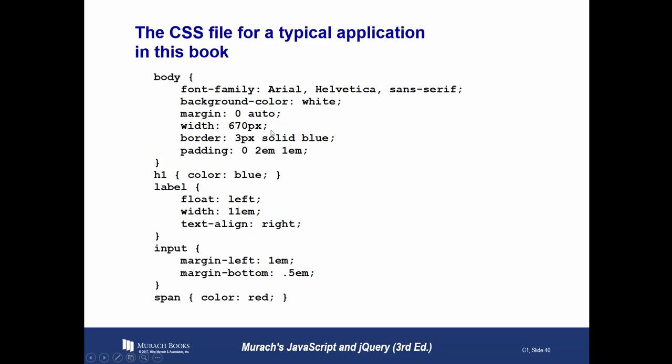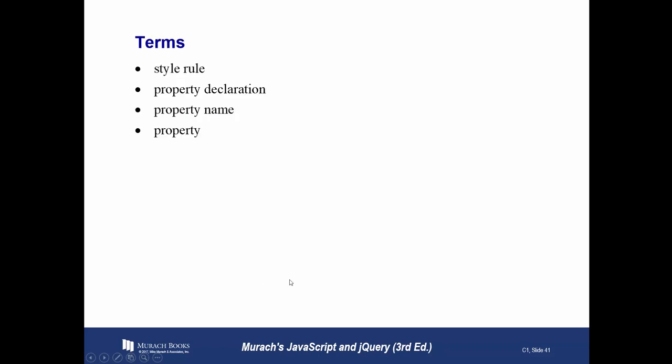It will be 670 pixels wide. It will have a 3-pixel solid blue border around it with some padding. Basically, I believe this is 0 padding top and bottom, 2 M's to the right and 1 M to the left. Our H1 tags will be blue, the font color. Our labels will automatically float to the left. They'll have a width of 11 M's, and the text will be right aligned. Our input tags will have a left margin of 1 M and a bottom margin of 1/2 M. Our spans will be red in color.